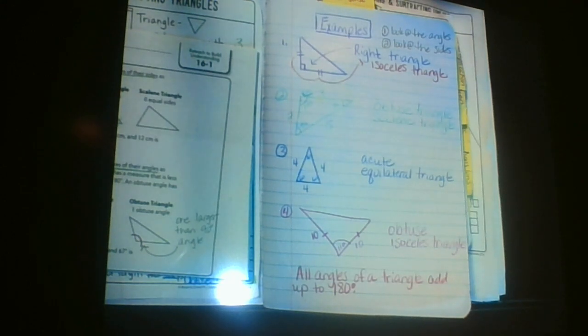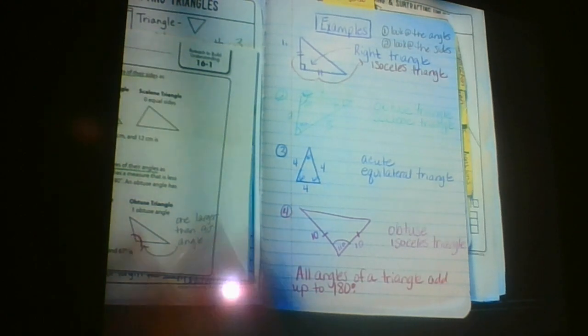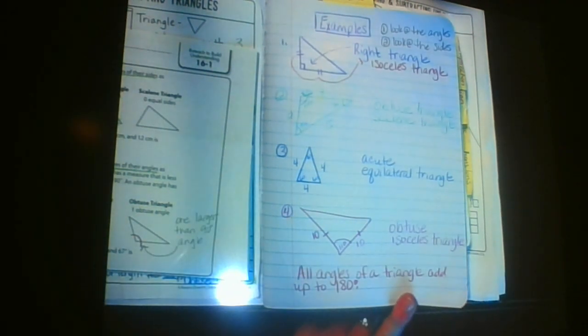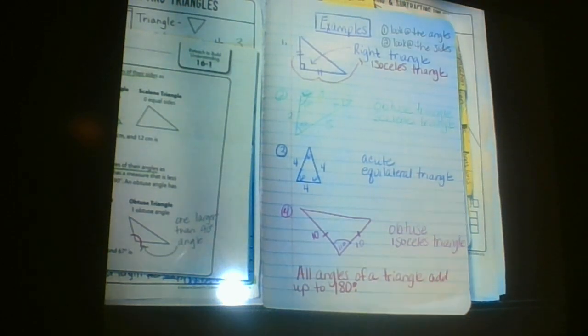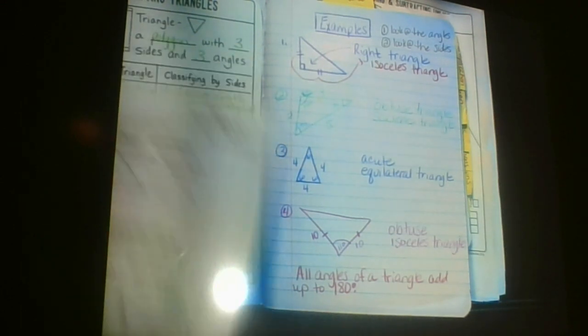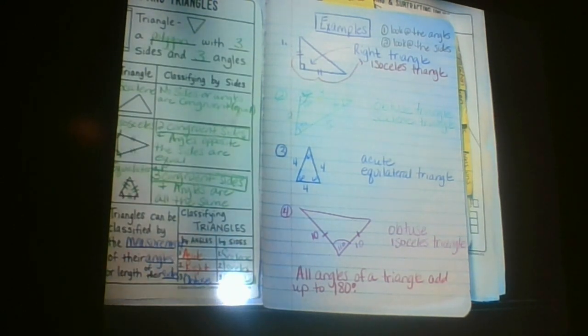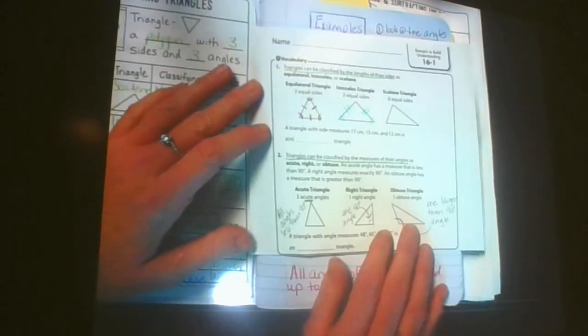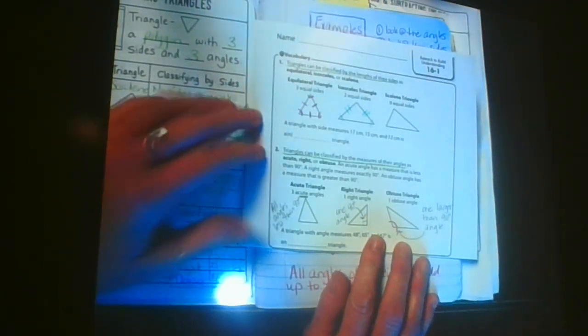That is something that came up when I took the quick check on 16.1, and I believed it was something that I needed you to know. So I want you to add this to your journal at this time. All angles of a triangle add up to 180 degrees. If you need to pause at any time to write that down, be my guest, and then just resume playing when you are finished.